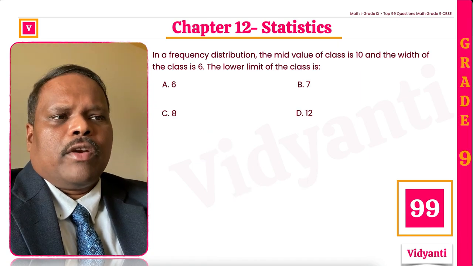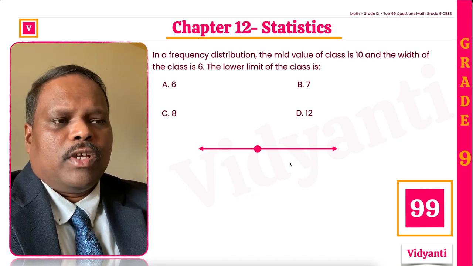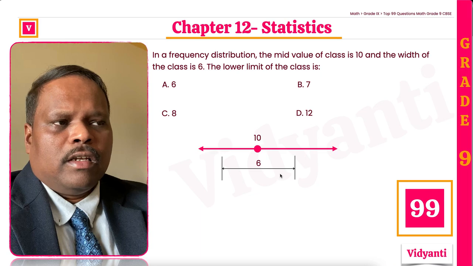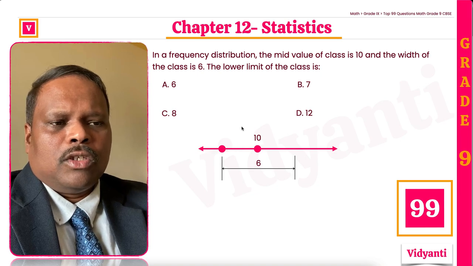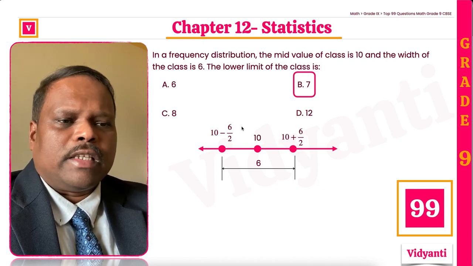And in the frequency distribution, the mid value is 10. Well, this is similar to the previous question, except we know the numerical values. The midpoint is 10 and the width is 6. So that means we have to go half of that to the right, half of that to the left. So this is 10 minus 3 and this is 10 plus 3. So the lower limit will be 7.